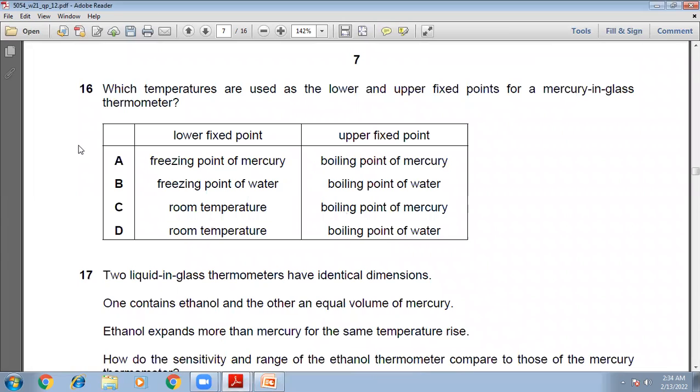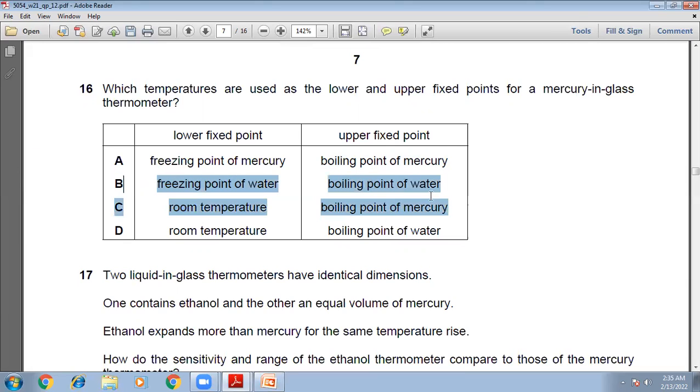Which temperatures are used as the lower and upper fixed points for a mercury in glass thermometer? The lower fixed point is the temperature of the melting ice, and that is 0 degrees centigrade. And the upper fixed point is the temperature of the steam coming out of the boiling water. So it is the freezing point of the water and the boiling point of the water.